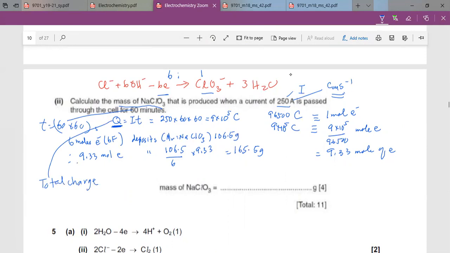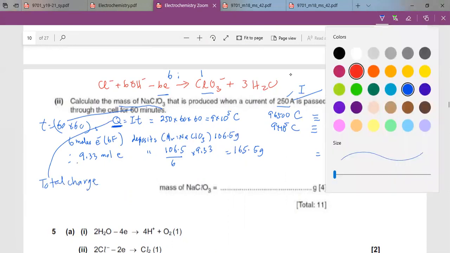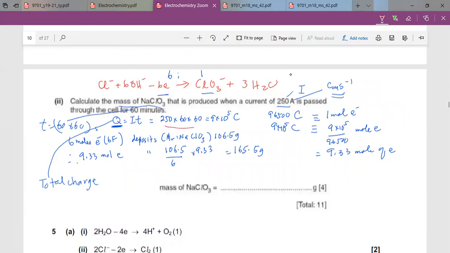You can see Q for IT. This is the total charge. I'm going to put it in red color so you can see. Total charge. So 250 is an ampere.